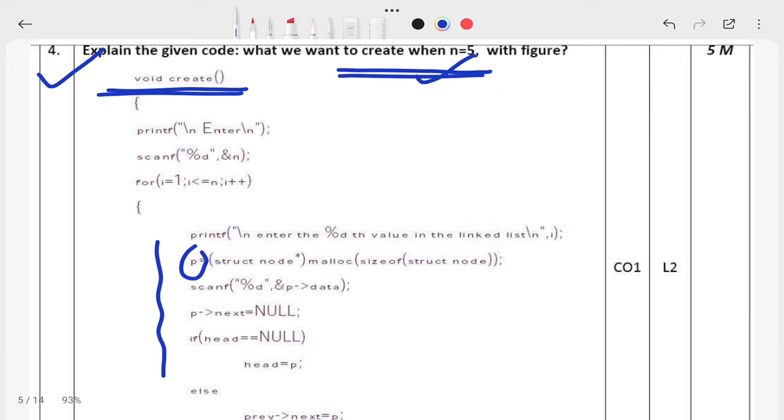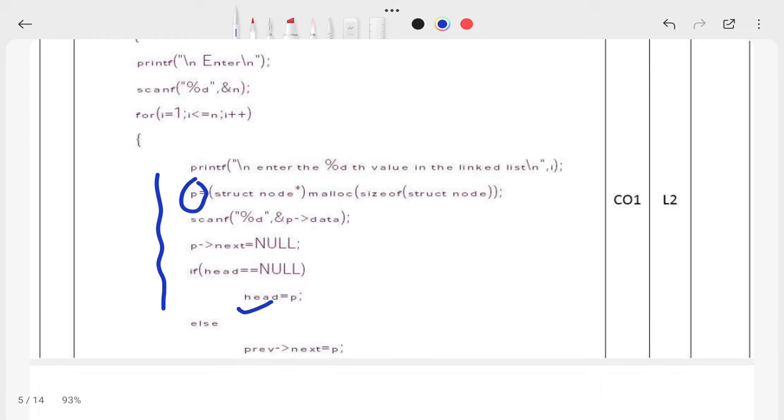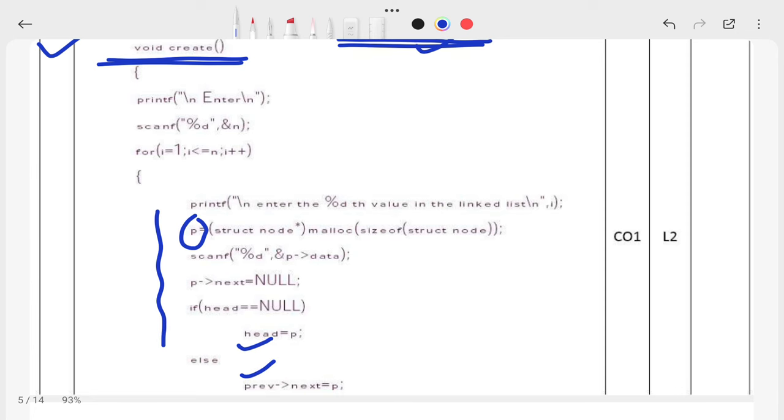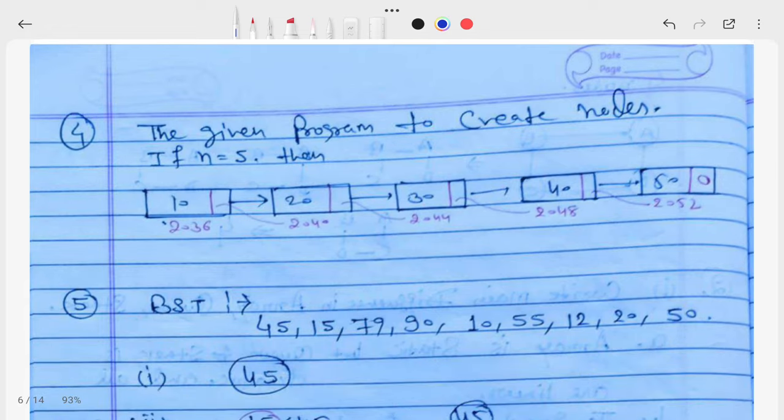You are creating one P. There are a total of 3 pointers: one is head, one is PREB, and another one is PREB and head. So you are creating a total number of 5 nodes. During the exam you should write only this figure. There are some people who have written this figure, which represents that you are creating a total number of 5 nodes.